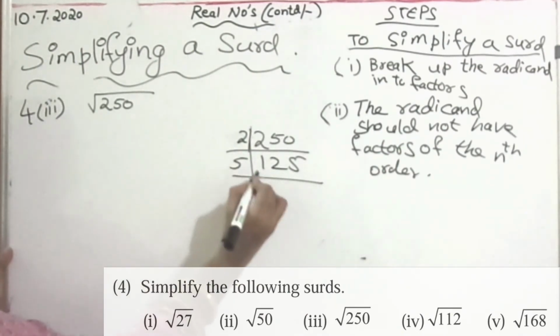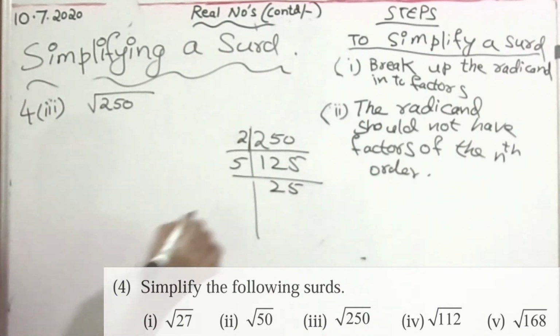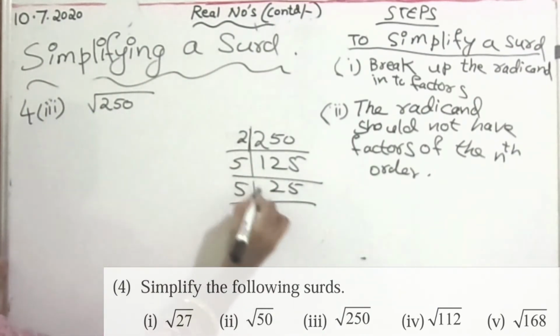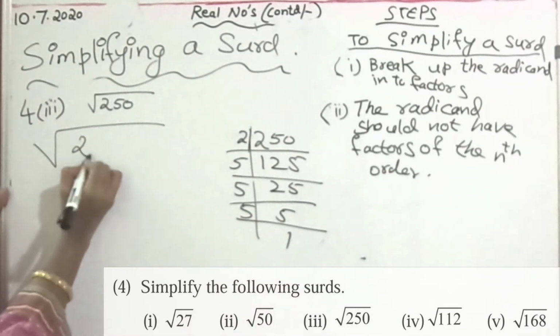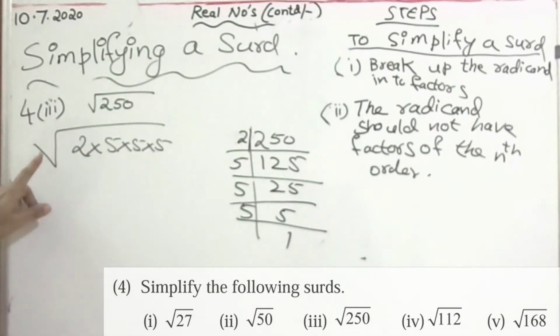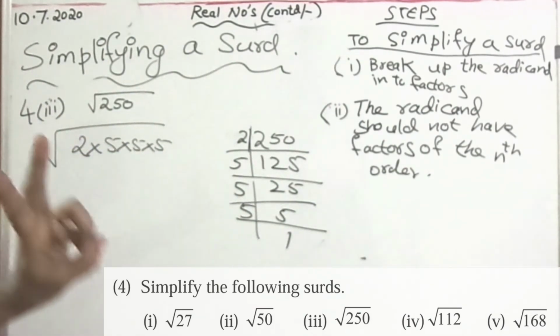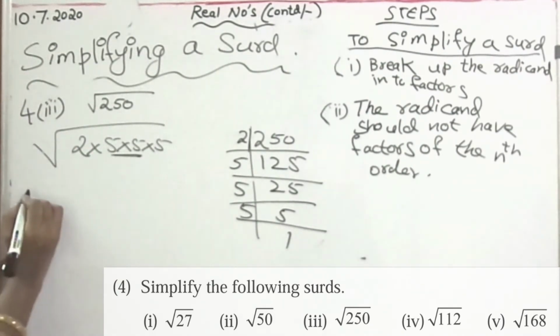5 goes how much? 5 2s are 10. 5 5s are 25. Yes. Now again 5 goes, 5 5s are 25 and 5 1s are 5. So the factors of 250 are 2 into 5 into 5 into 5. What is the order? 2. Anything which is repeated 2 times? Yes, 5 is repeated 2 times. So that can come out.